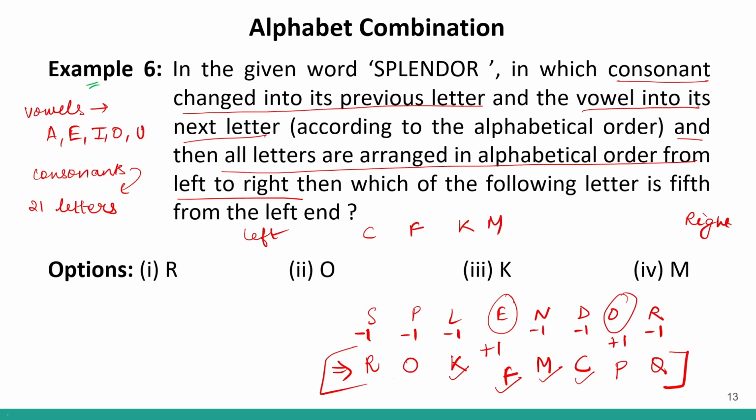O, P, Q, and R. So now I have arranged all the alphabets in increasing alphabetical order from left to right. We have to find out in this arrangement which of the following letters is fifth from the left. So fifth from the left will be 1, 2, 3, 4, 5. Fifth from the left will be O. So the answer will be option number 2, O.